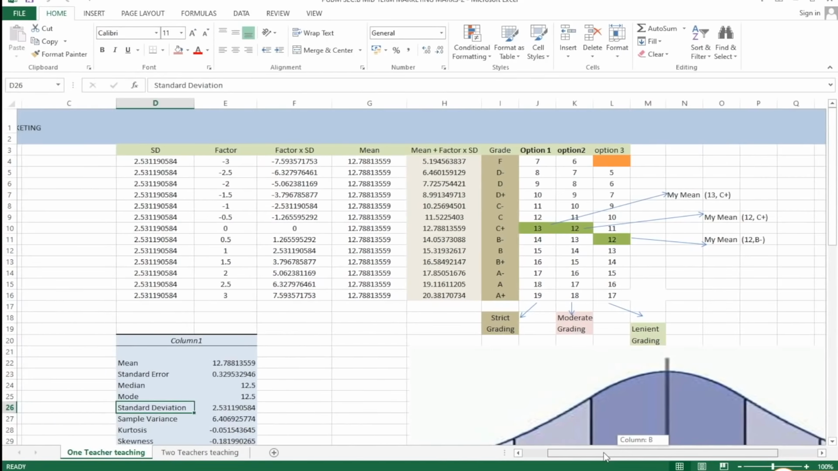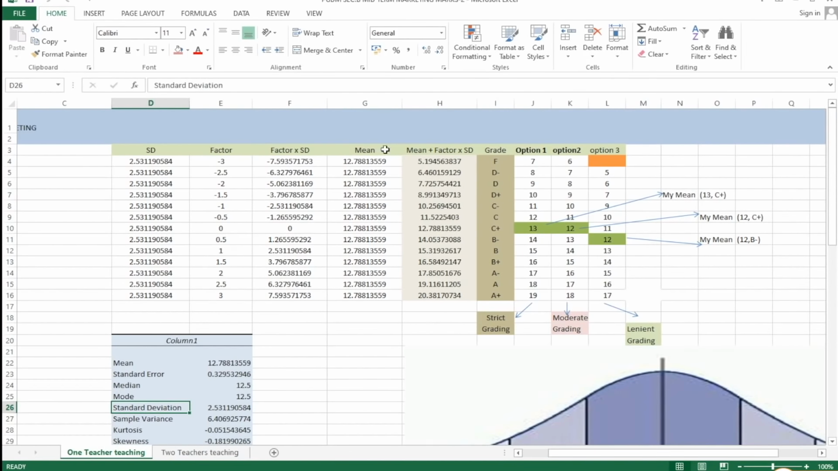Now see here, try to understand this. We calculate the interval using the formula mean plus standard deviation into 0.5 or 1 or 1.5 or 2. So I have gone in for giving this as a factor. So you can see the factor 0, minus 0.5, minus 1, minus 1.5, minus 2, minus 2.5, minus 3. So this is on the left. And similarly 0.5, 1, 1.5, 2, 2.5, 3 are on the right.